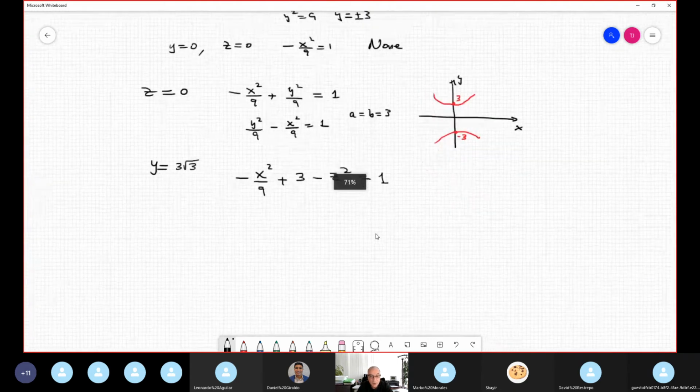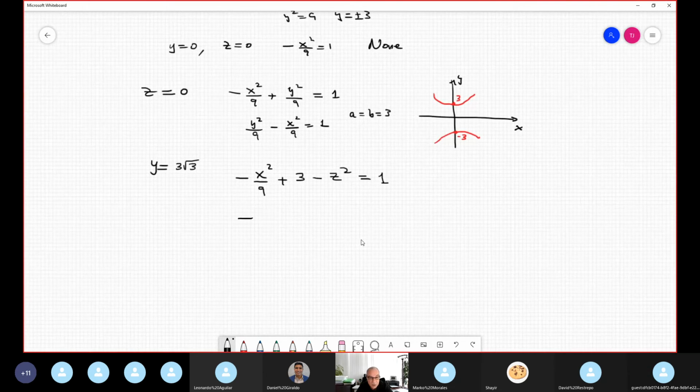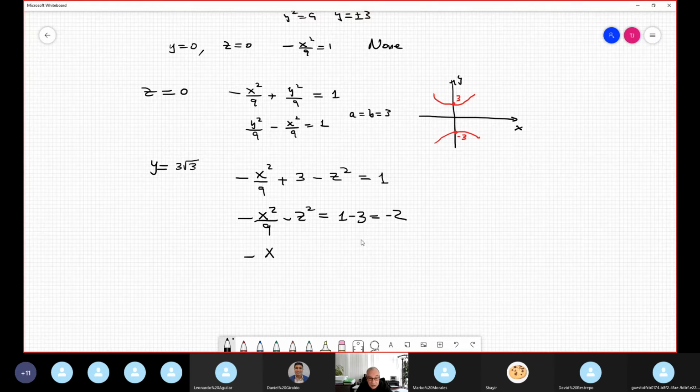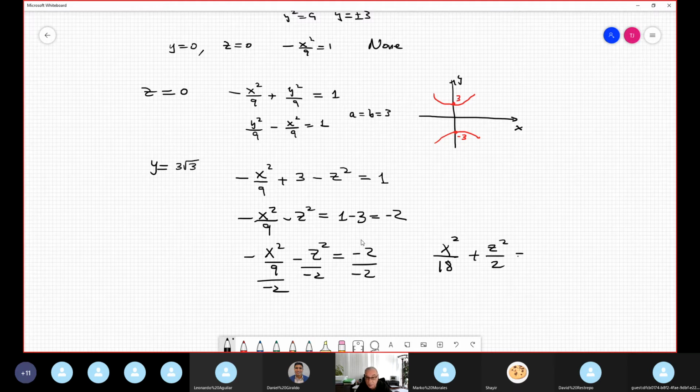Now, okay, I organize this as minus x squared over 9 minus c squared over 1 equal 1 minus 3, which is negative 2. But I know that in the conic section the right hand side must be 1. Okay, so I divide the whole thing by negative 2, negative 2, negative 2. It's obvious that we have x squared over 18, positive, plus c squared over 2 equal 1.